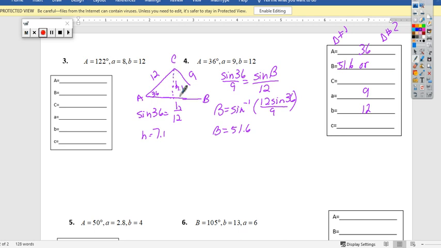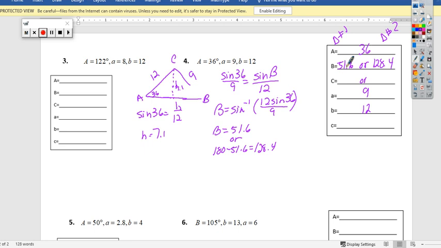well as we swing this side around, we're going to subtract this 51.6 from 180. So it's going to be 180 minus 51.6, and that gives us a total of 128.4. Our next task is to find angle C. So we have one potential triangle with these two angles here.